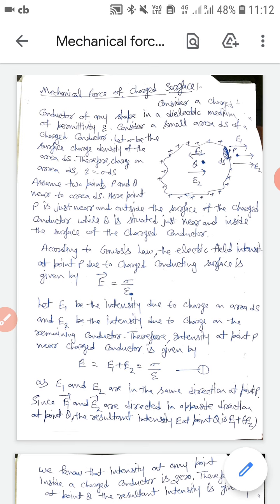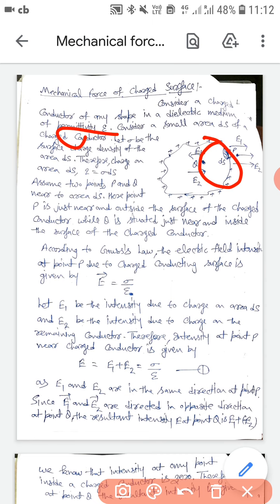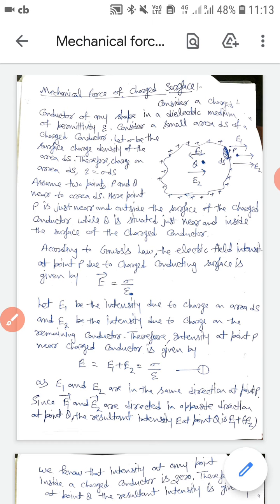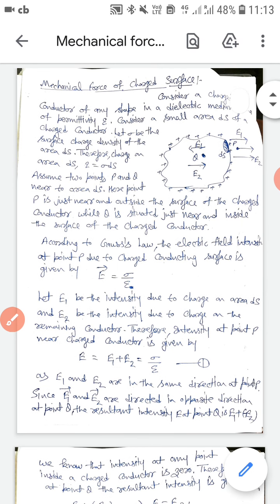Now let us consider a charged conductor of any shape in a dielectric medium of permittivity epsilon, as shown in this figure. Consider a small area ds of the charged conductor, and let sigma be the surface charge density on this area ds. Therefore the charge on area ds will be dq equals sigma ds. Now assume two points P and Q. P is outside and near the surface ds, and Q is inside and near the surface.